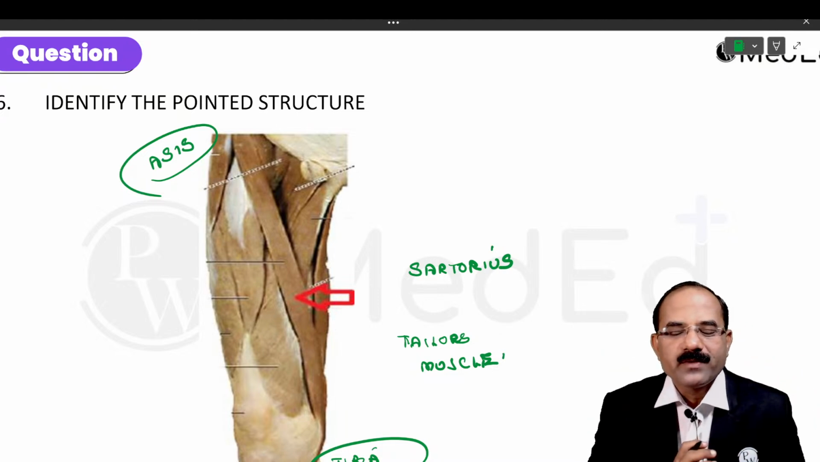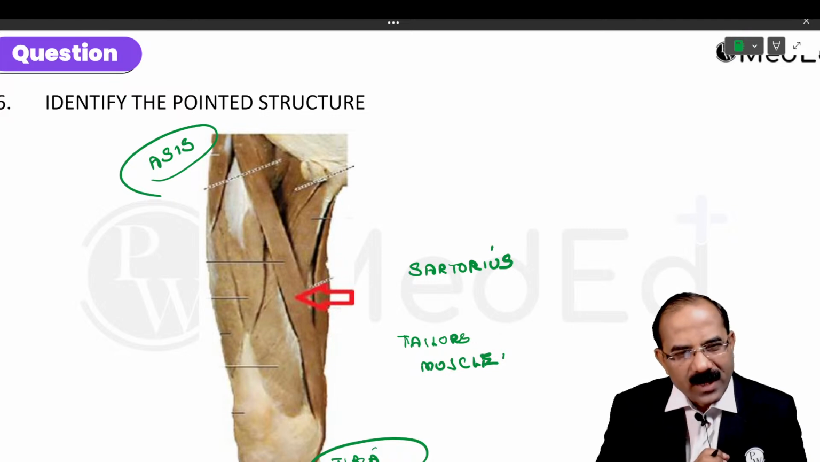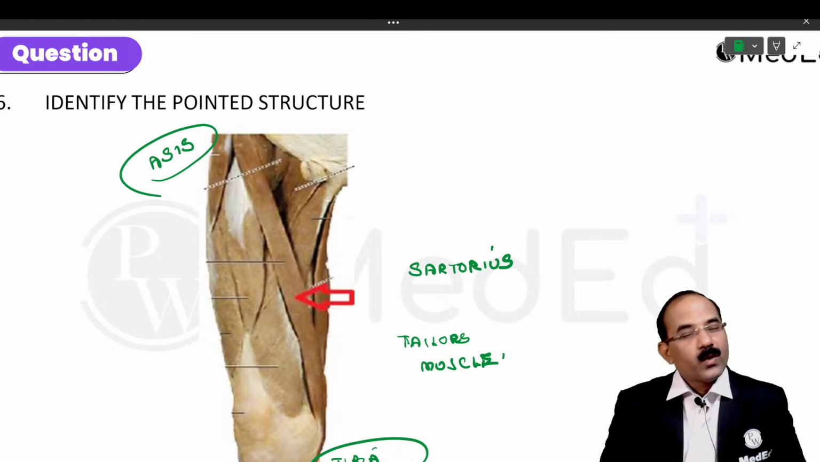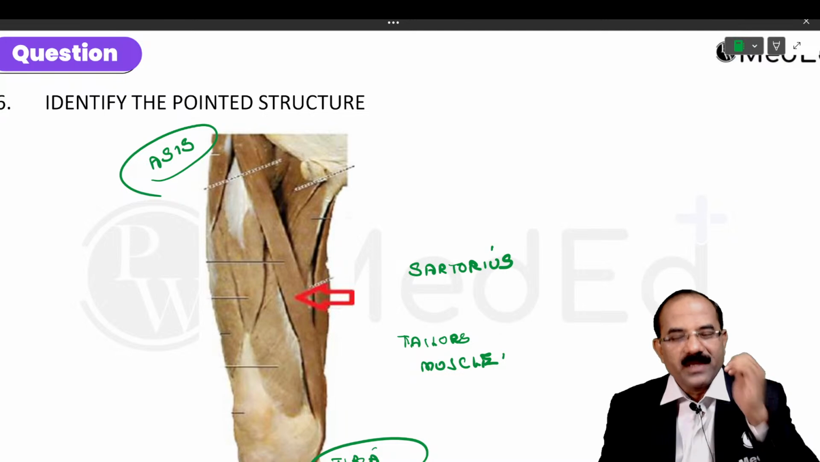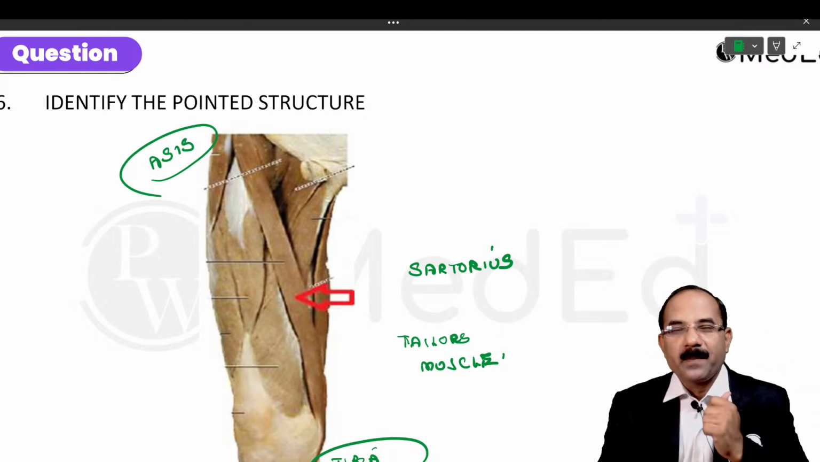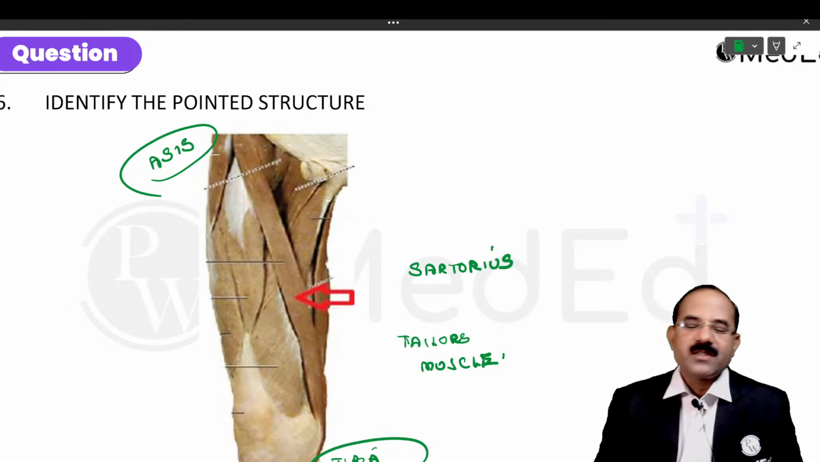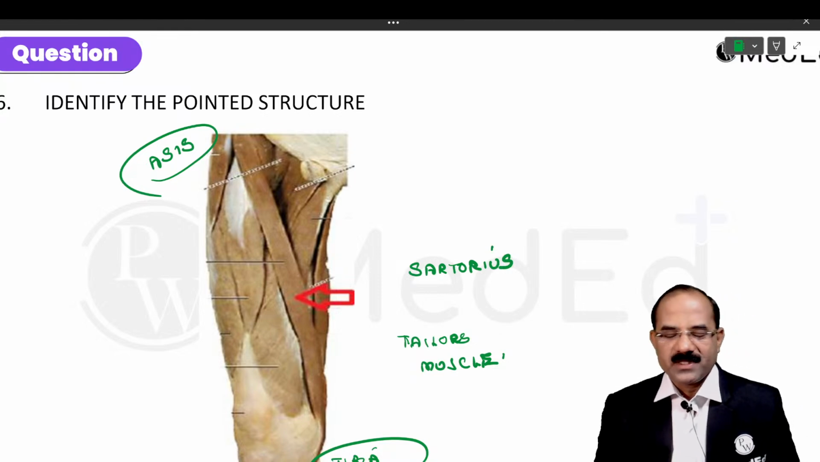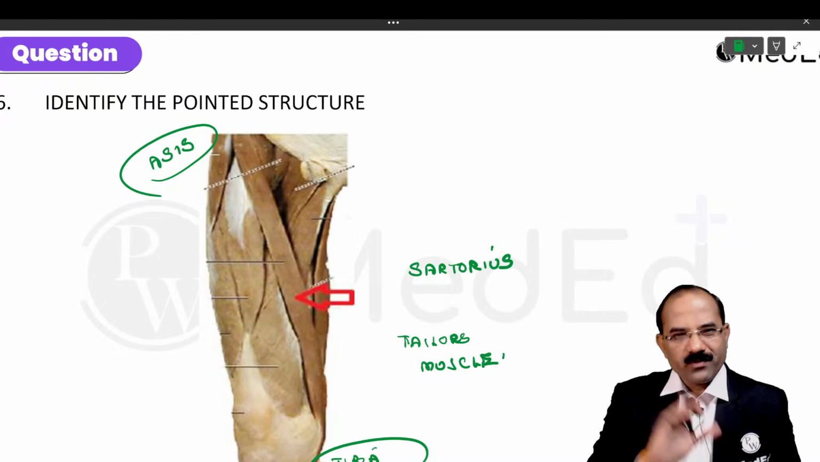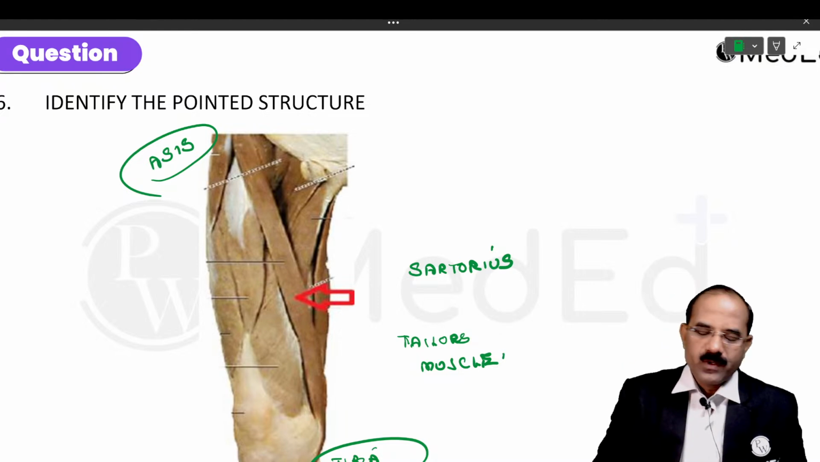Okay, डॉक्टर दीपा, ठीक है. ये मसल का नाम है sartorius. ओरिजिन कहाँ है उसका? एंटीरियर सुपीरियर इलियक स्पाइन. एंड उसका इंसर्शन कहाँ पे होता है? द इंसर्शन इज ऑन द टिबिया. बच्चों, sartorius is also known as Taylor's muscle. Perfect, perfect. Okay, Dr. Deepa, fine now. Okay, चलो, good to all of you.